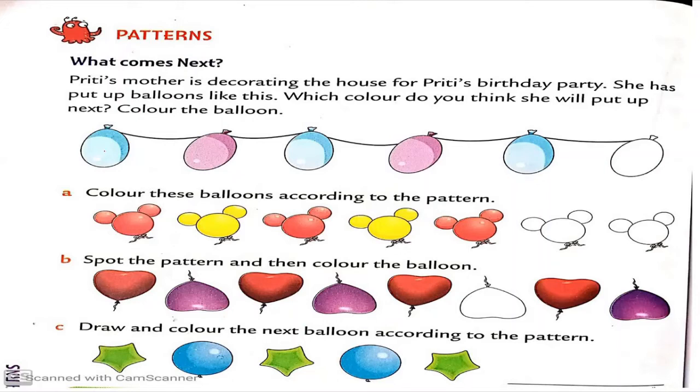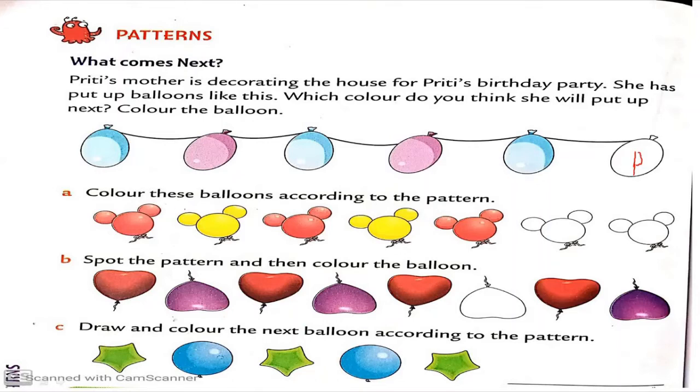Look, this is the blue colored balloon. This is pink and red. Again blue, pink and red, blue. So which color balloon should be present here? Yes, it is pink and red color balloon. Okay. So we have to color this. You observe your textbook, you will find this in your textbook, so you can color it.